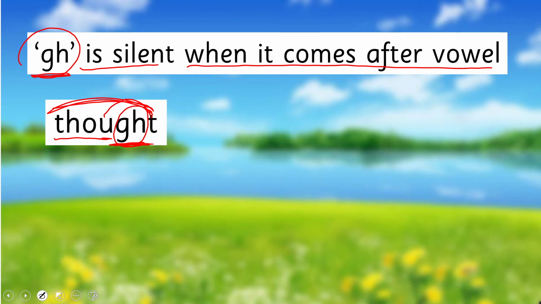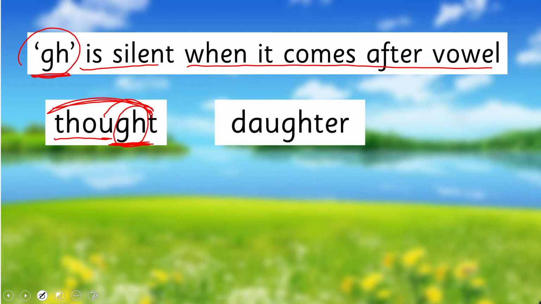Okay. Now, this is also because G is in this group, that's why we are learning it under the silent G. G and H both are silent in this word. Daughter. This chunk is silent.